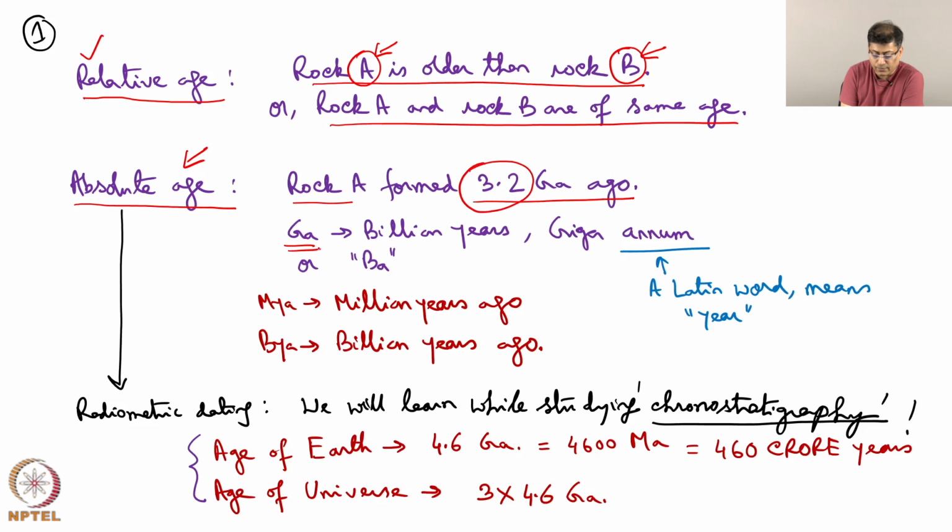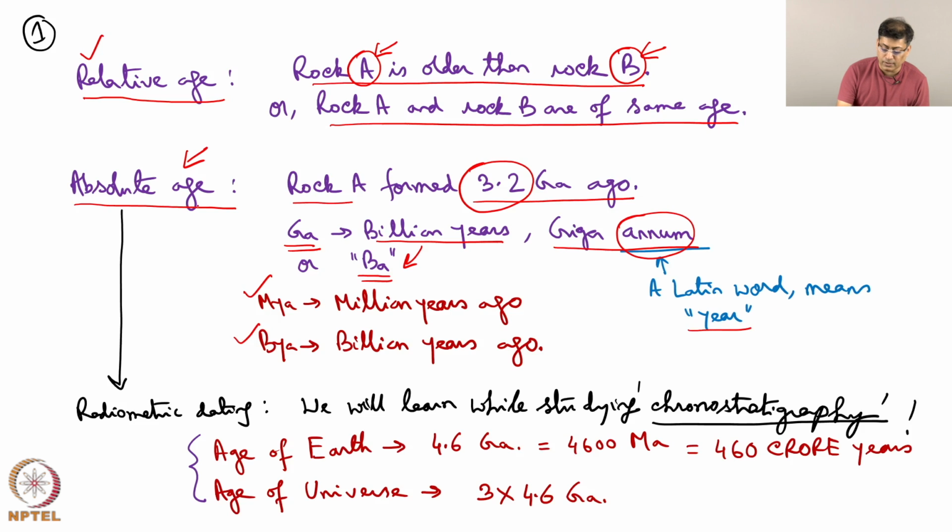GA stands for billion years or giga annum, and it can also be written as BA, short form of billion years. MYA and BYA can also be seen in stratigraphic literature. MYA means millions of years ago and BYA means billions of years ago. The word annum, which is used, is a Latin word which means year.